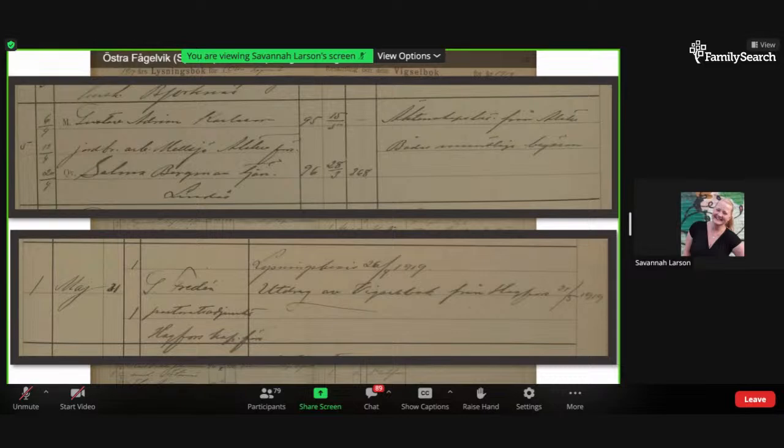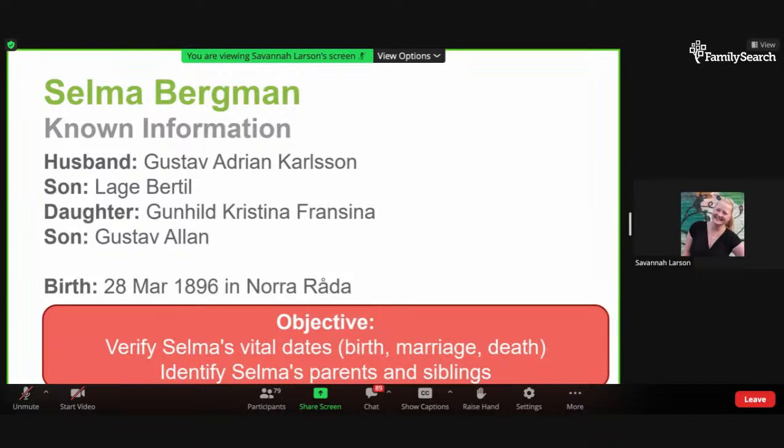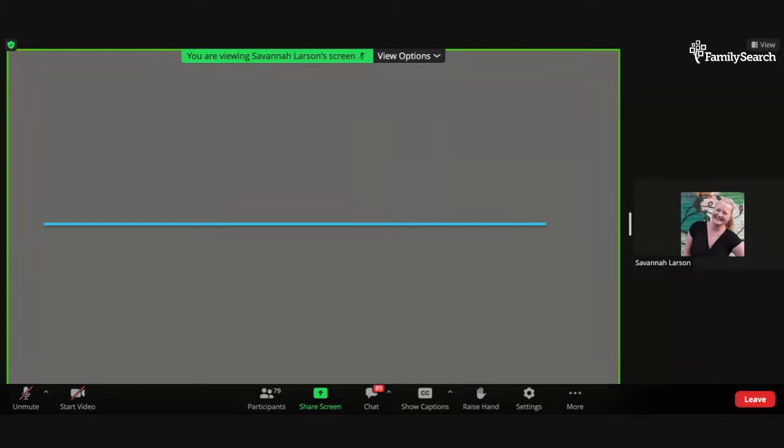So we started with this known information for Selma. We knew some of the relationships. We knew that she was born in 1896 in Nororo, and we were able to flesh that out and learn a little bit more. So now we've got a great timeline for her. We know that she was born on the 28th of March in Sharon's Fabrique, Nororo Parish.